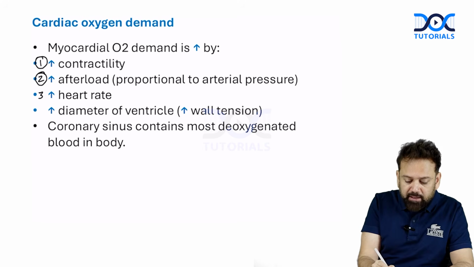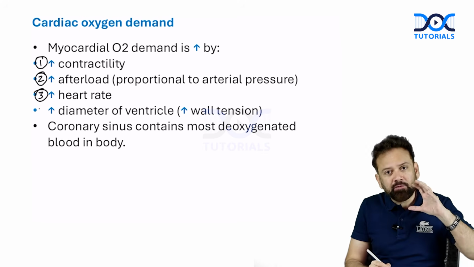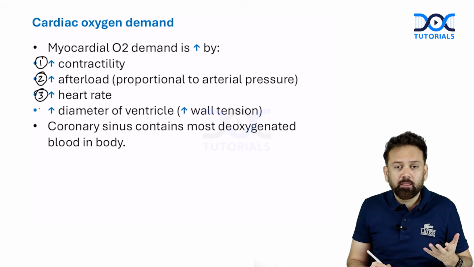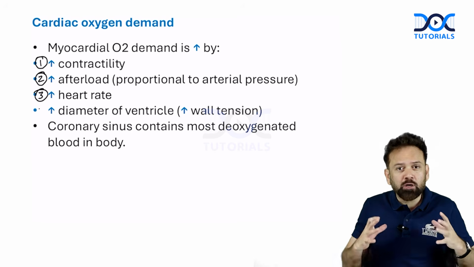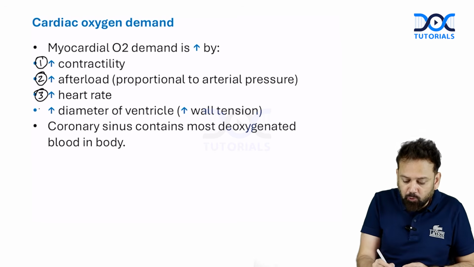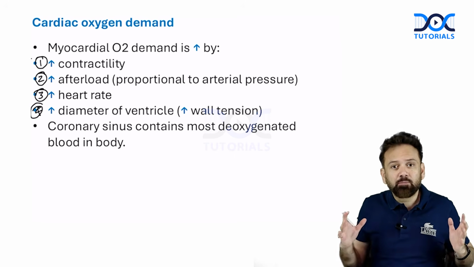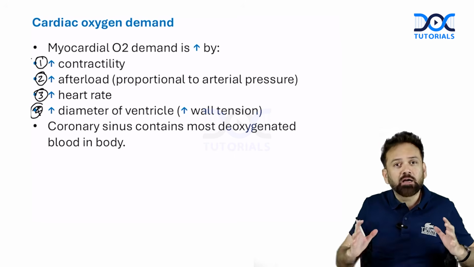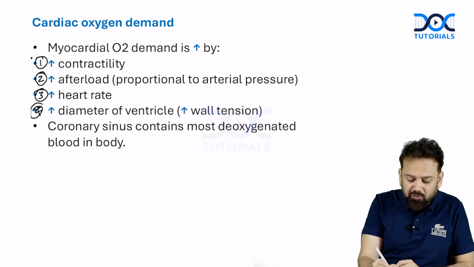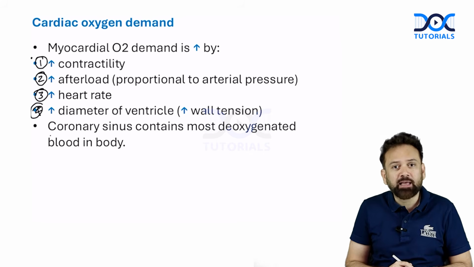Number three, if there is more tachycardia, there is more heart rate, or you can say positive chronotropy, okay, it has to pump more and more again and again, so you need more oxygen again. Fourth, if there is increase in the diameter of the ventricle because of the increased wall tension, again they need more oxygen. So please do remember, plenty of times all these four have been asked in your exam.